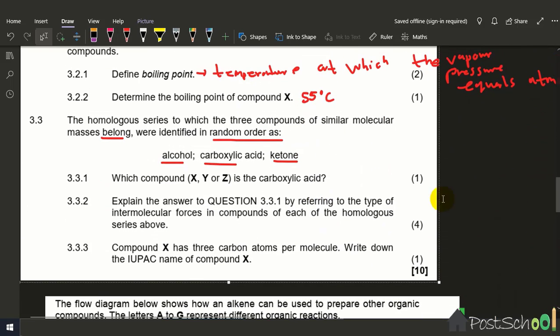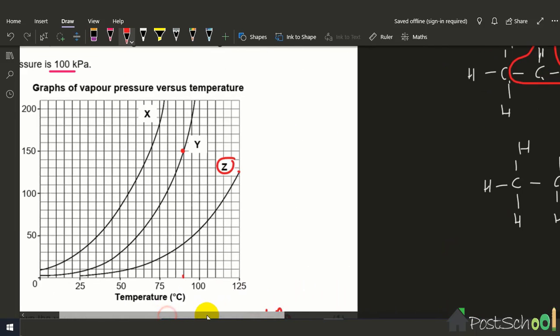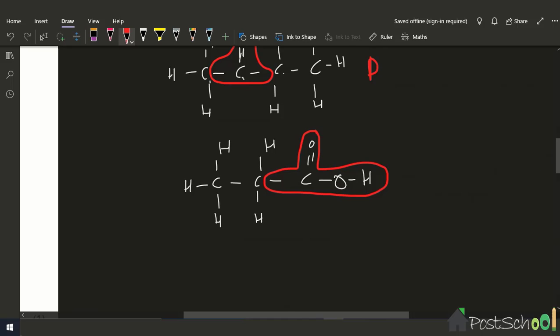So we indicate that Z is the carboxylic acid. Explain the answer to question 3.3.1 by referring to types of intermolecular forces, homologous series, and then you will explain in terms of energy. Okay, this is 4 marks, it's very simple, let us unpack it and write it.